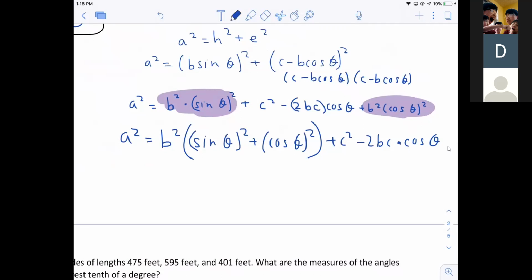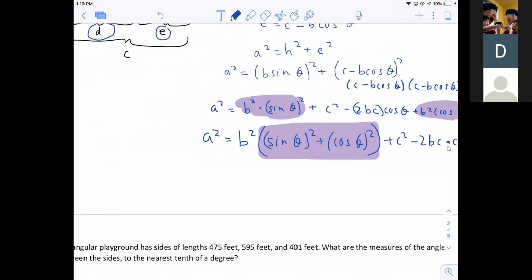Does anybody know what sine of theta squared plus cosine of theta squared is equal to? I wouldn't expect you guys to know, but does anyone know? Tan knows. Of course Tan would know. This is equal to 1. I haven't shown you guys that, it's not in the geometry curriculum.